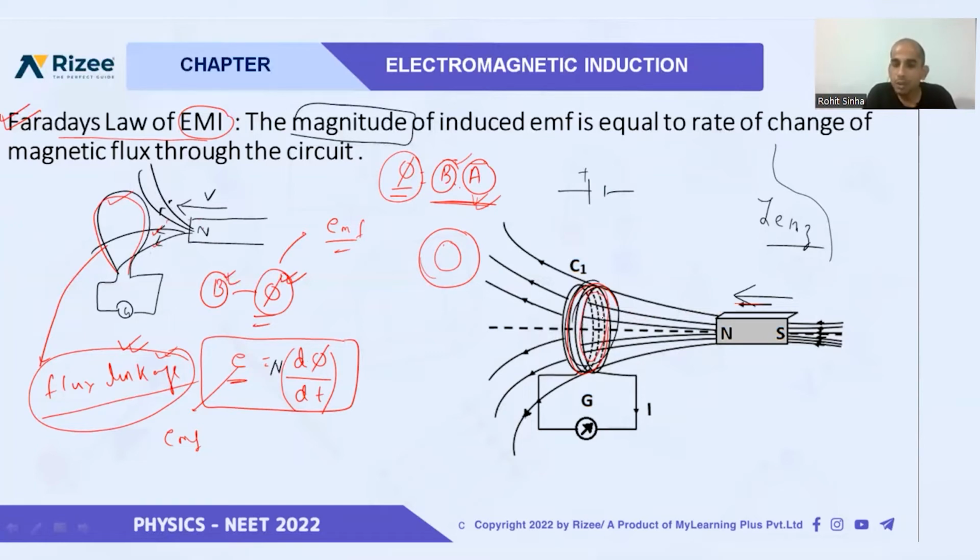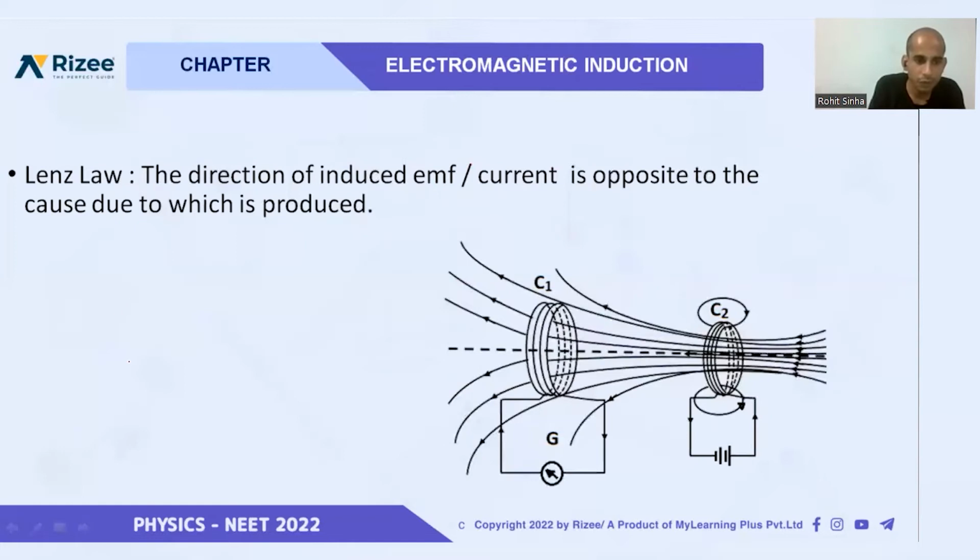So Lenz told that the EMF induced in this coil is opposite to the polarity of the source which is producing it. It will try to oppose the source which is producing it. Let me tell you one more thing. How does Lenz decide the direction of the current? Let me take one plain slide. I will explain from here.